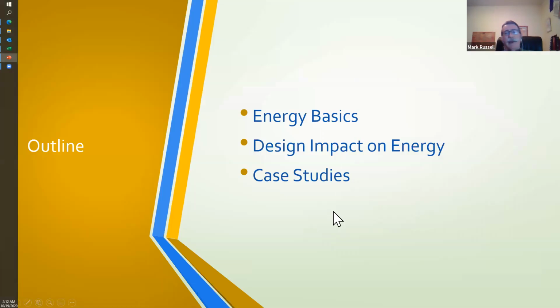So it's kind of a short outline, but there's lots behind these areas, and a little bit of energy basics. I just want to familiarize you with what we talk about in the U.S. I imagine if you're working with U.S. clients or in international environments, it's good to understand a little bit of the terminology. I'll try to cover some of that portion a little faster since it should be a refresher. Then design impact on energy, the impact that you can have as an architect, and then I've got a few case studies to show.